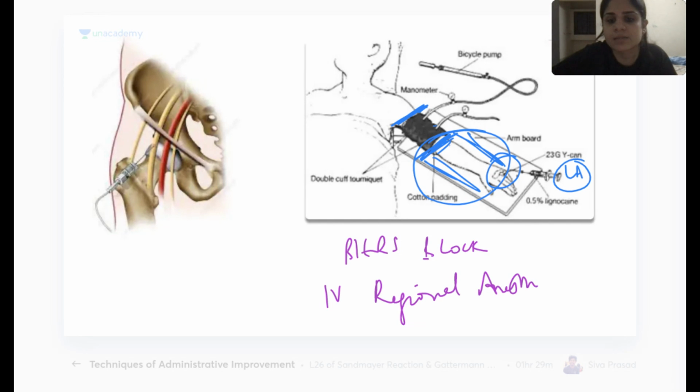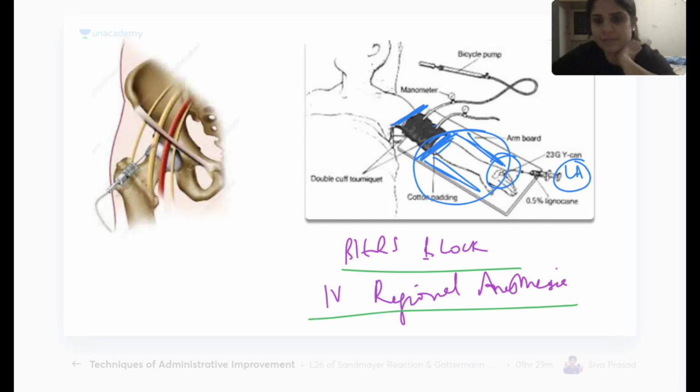Okay, Bier's block or IV regional anesthesia. Alright. Now, what is the main complication of Bier's block or IV regional anesthesia? Can you tell me? Suppose I deflate this tourniquet and the local anesthetic enters into the systemic circulation, goes to the heart, goes to the brain. What will happen in that case? What is the main complication?